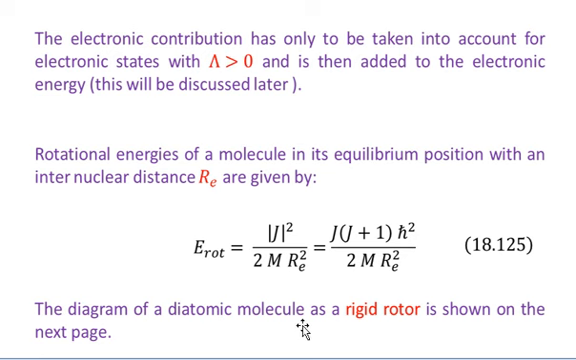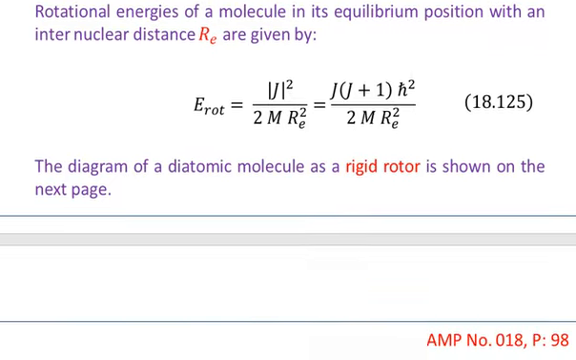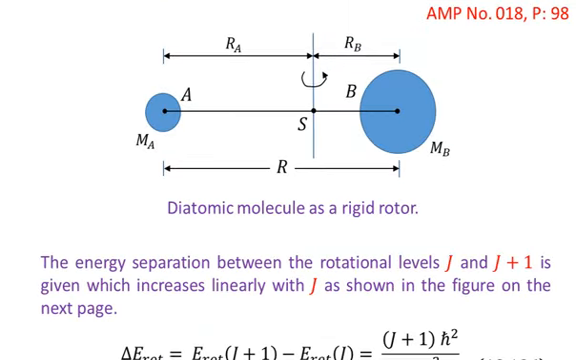The diagram of a diatomic molecule as a rigid rotor is shown on the next page. You can see that I have two nuclei with masses Ma and Mb respectively. The nuclear mass B shown in this diagram is heavier than the nuclear mass A, and A and B represent the two nuclei.